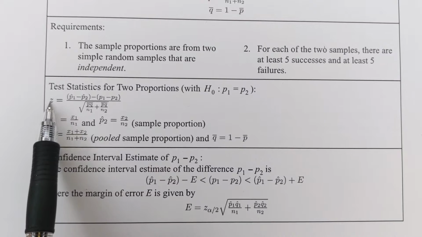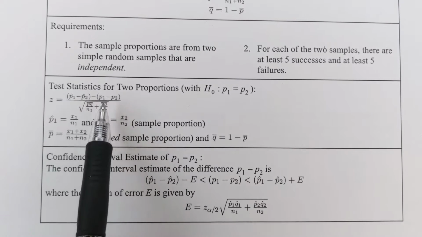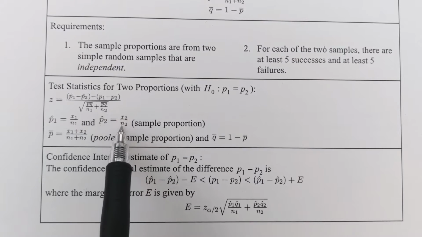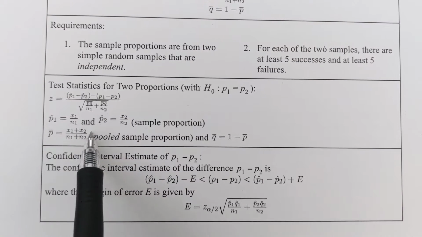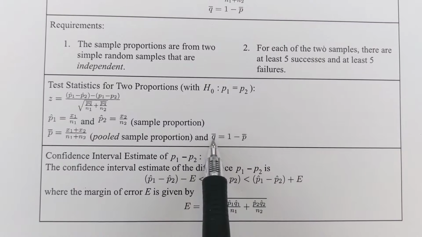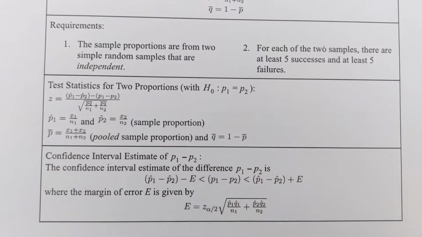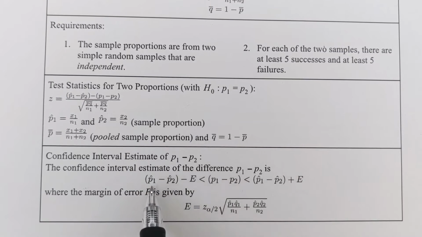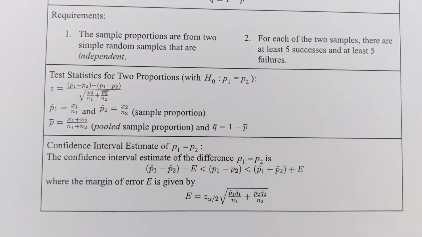Our test statistic is the z-score, and here's our formula for it. p hat 1 is x1 over n1, p hat 2 is x2 over n2, p bar is the pooled sample proportion, and q bar is the failure rate, essentially. If you need to construct a confidence interval, you can set it up this way. E is given by this formula down here. So let's look at some examples.